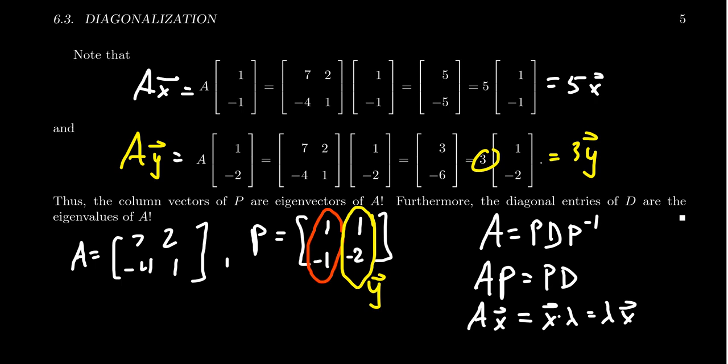And in fact, 5 and 3, that looks familiar. If you look at the diagonal matrix D, was it not 5, 0, 0, 3? 5 and 3 are the diagonal entries of this diagonal matrix D. And remember, diagonal matrices are triangular matrices, those which are both upper and lower triangular.